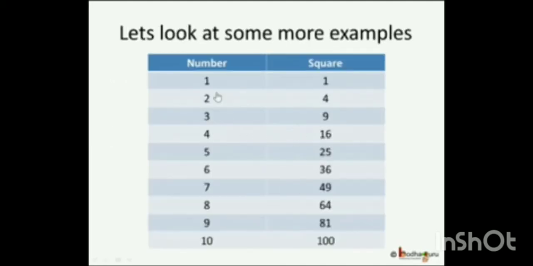So now let's take some more examples. On the left side, I have certain numbers 1, 2, 3, 4, 5, 6, 7, 8, 9, 10. And on the right side I have written its squares. Square means the same number multiplied by itself. So 1 into 1 is 1, 2 into 2 is 4, 3 into 3 is 9, and so on. 8 into 8 is 64, 9 into 9 is 81, and 10 into 10 is 100.